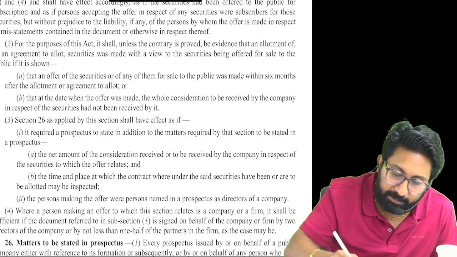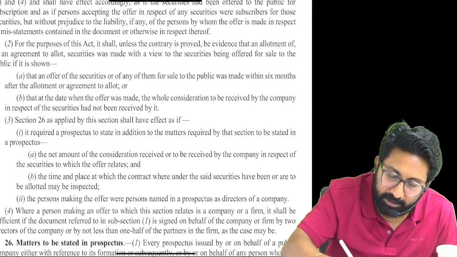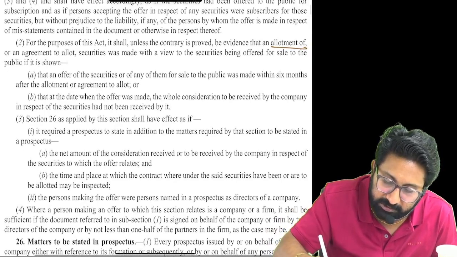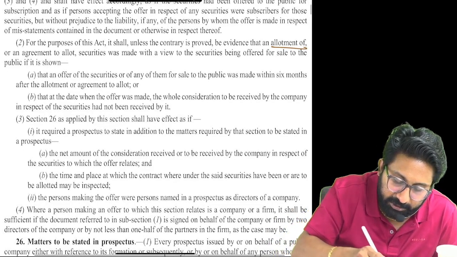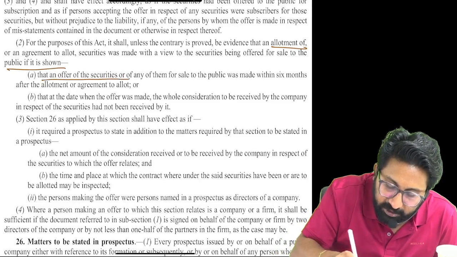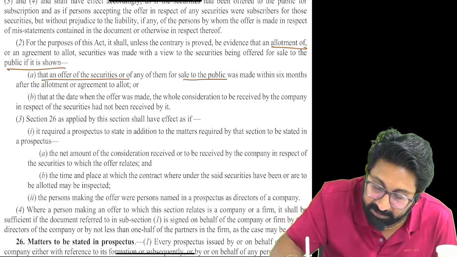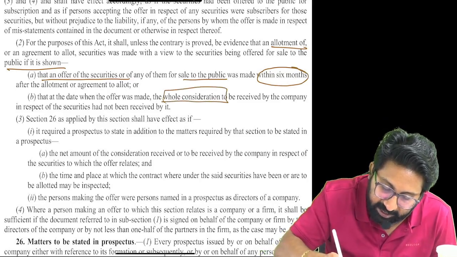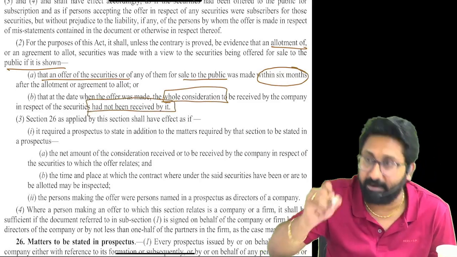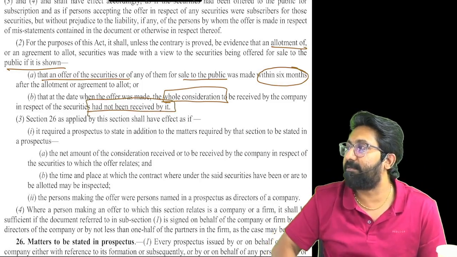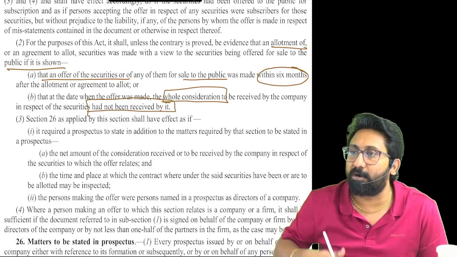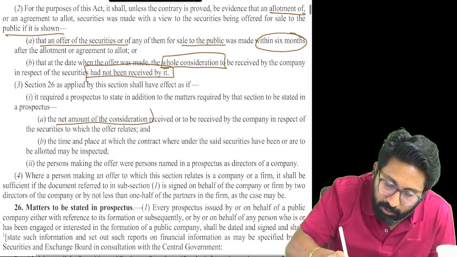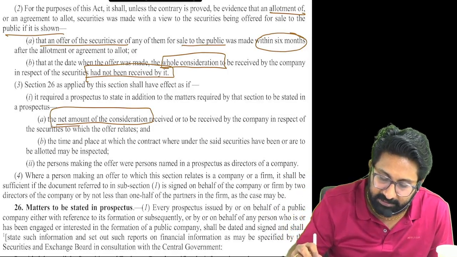Read. For the purposes of this act, unless the contrary is proved, it is evidence that the allotment of, or agreement to allot, the securities was with a view to being offered for sale to the public, if it is shown that an offer of the securities or any of them for sale to the public was made within a period of 6 months and the whole consideration has not been received. Why will the whole consideration not be received? Because we will deduct a commission. That way we receive the net amount of consideration.